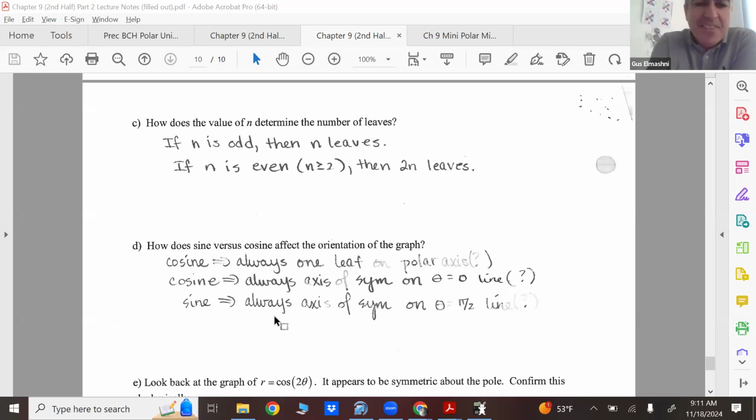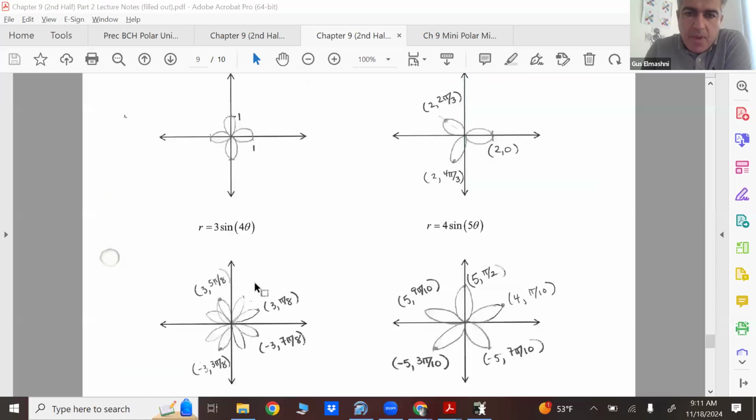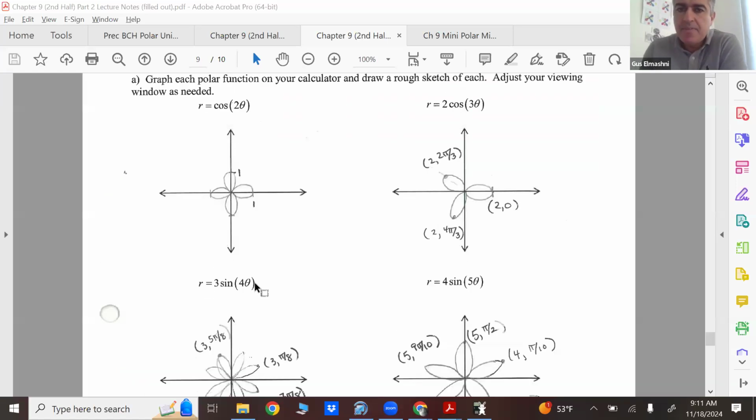Okay. If n is even, then there's 2n leaves. Kind of a fun pun there you could do with that. How does sine versus cosine affect? I already explained that. Cosine is always one leaf on the polar axis. Axis symmetry, theta equals. Well, yeah. I mean, if you look at cosine, it's not going to always have.